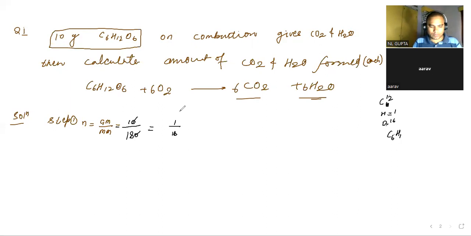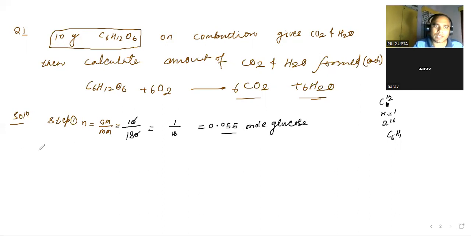0.0555. Okay. We need to take the exact value, 0.055 is coming, not 0.052. So this you got. Now 10 gram means how many mole? 10 gram means 0.055 mole. Yes. So this is got.